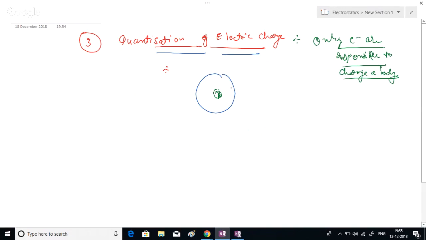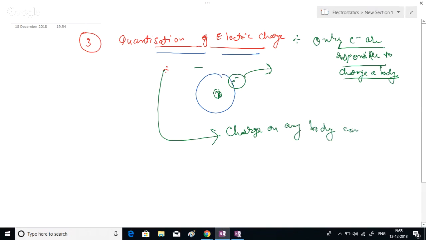So protons and neutrons cannot come out. You have to take out the electrons, so it will be either 50 electrons or 40 electrons, an integer number. They cannot be in the form of fractions. So the charge on any body can be only the integral multiple of the charge on the electron.